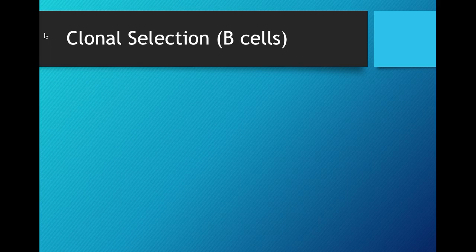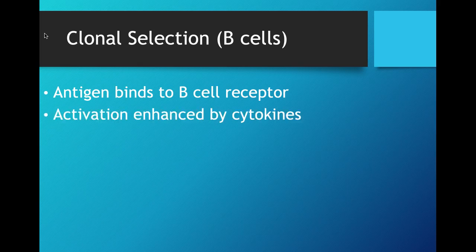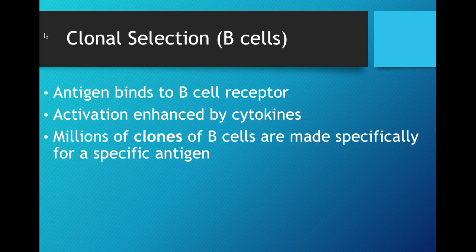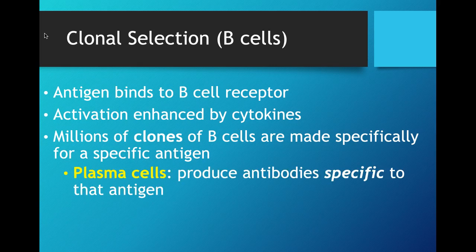A little bit more detail about clonal selection, making clones of B cells that are going to have different jobs. The first thing is the antigen binds to the B cell receptor, which is activated by those cytokines. Millions of clones of the B cells are made specifically for that specific antigen that was presented to it. Now, in the millions of clones of B cells, plasma cells will be derived from an undifferentiated B cell. These plasma cells produce antibodies that are specific to that antigen.